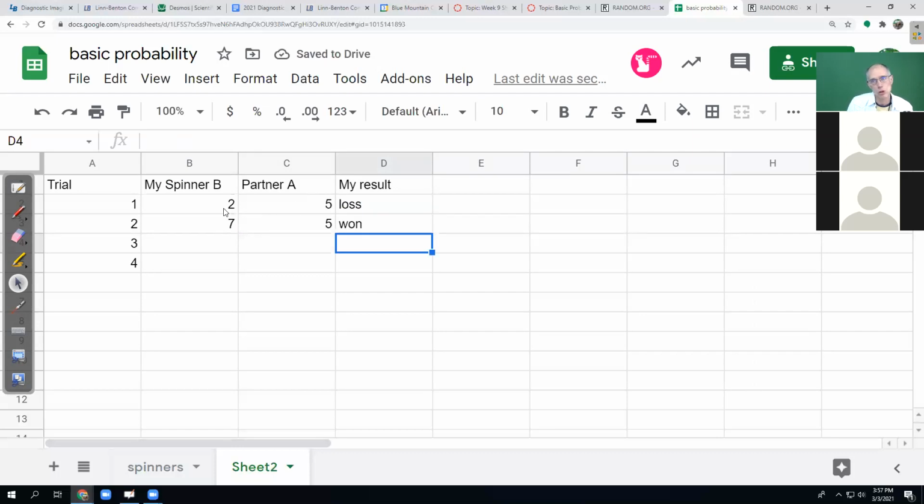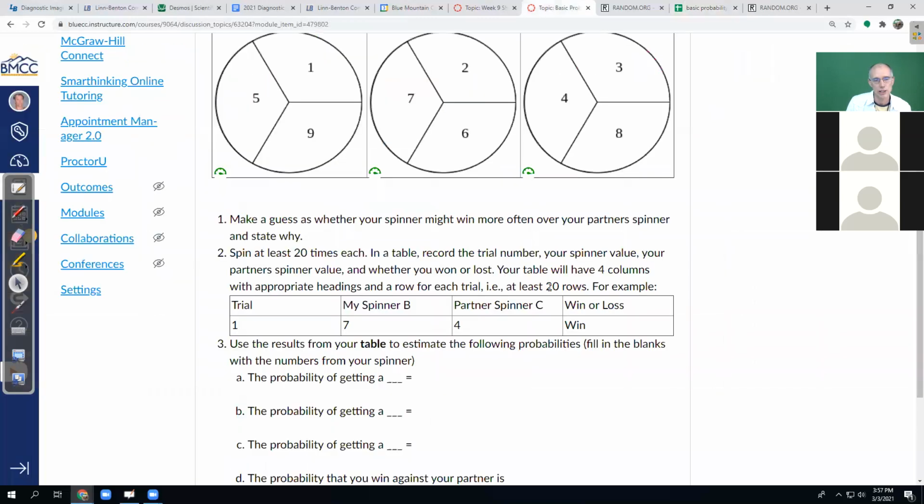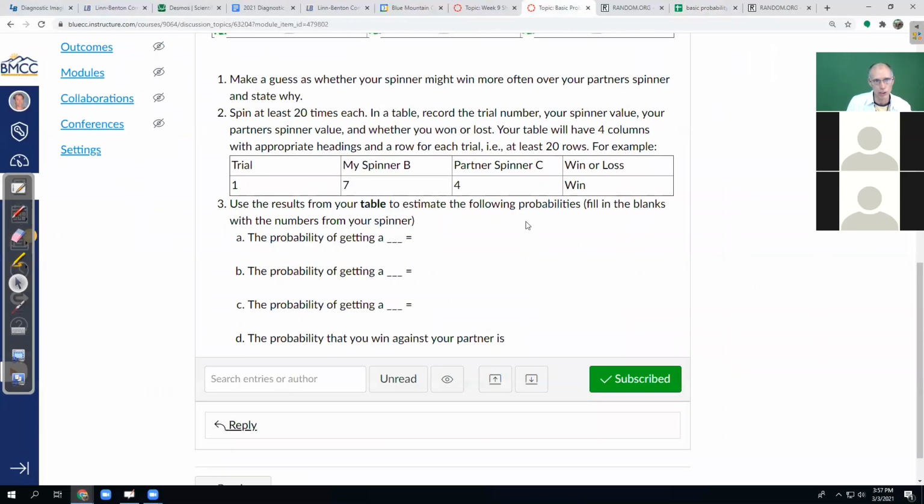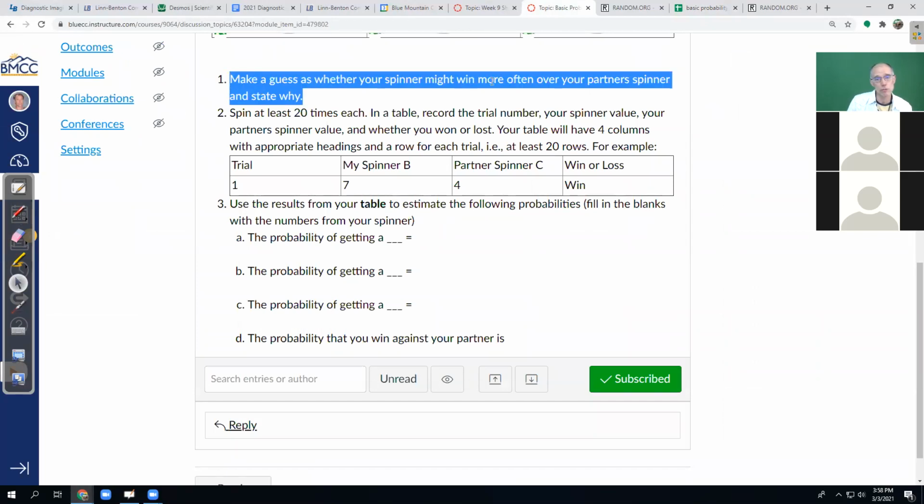And what we want to do is use this data here to answer some questions. And the questions we're going to answer are, we're going to make a guess first. Guess whether your spinner might win more often than your partner's spinner. But first we've got to split into groups and pick spinners. And you can't have the same spinner. So you guys have to figure out how to equitably make that happen.